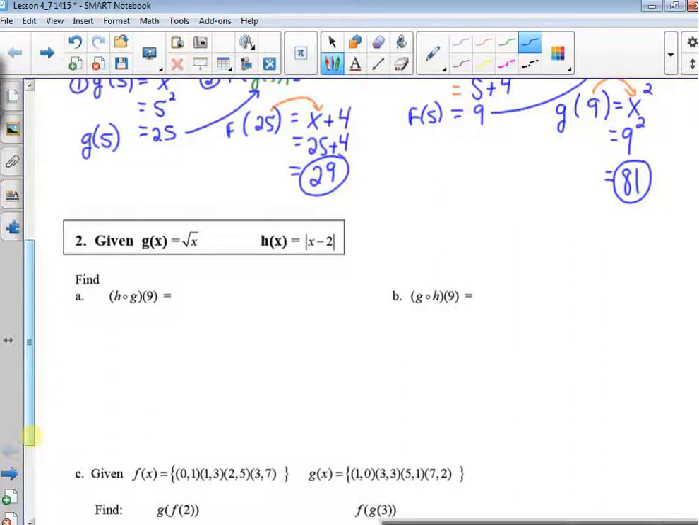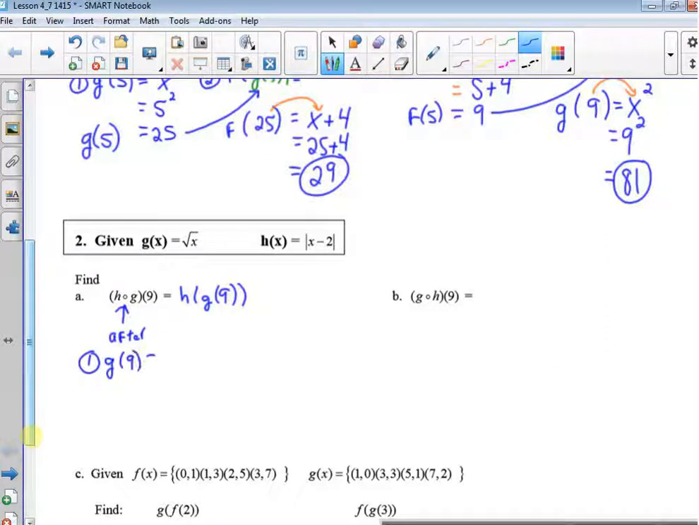All right, next one. So now I'm going to change the givens. g of x is radical x, and h of x is the absolute value of x minus 2. So this (h ∘ g)(9), that just means after or following. It's the same notation as h of g of 9, which is what we did in the previous example. So if you keep it in the current notation, you're going to do g of 9 first. If you go to the other notation, h of g of 9, you're doing g of 9 first.